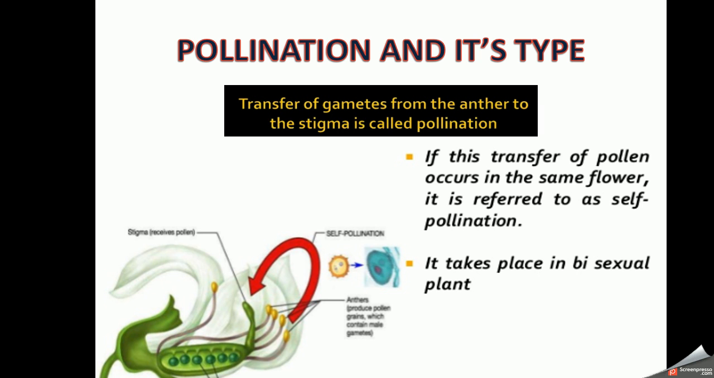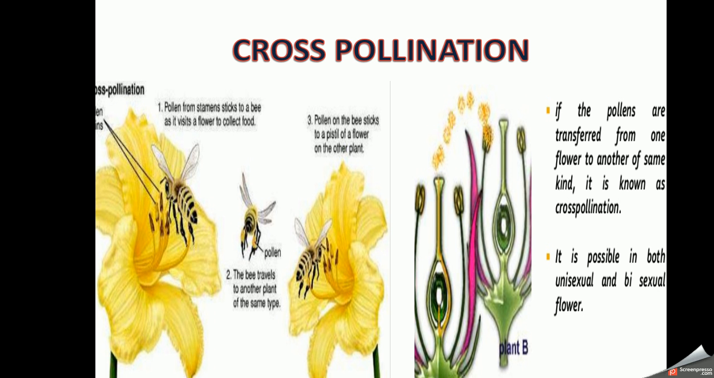But in that case both the cases are self pollination. If the insect sits on another flower of another tree, then there may be some changes, right? And that is called cross pollination.